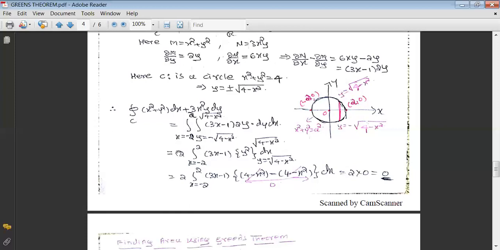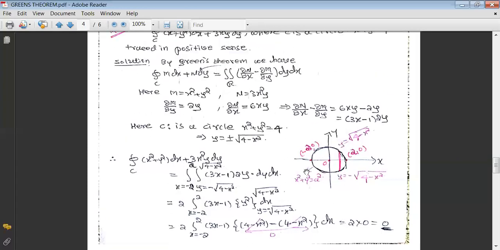Now, taking 2 as a constant outside, keep 3x minus 1 as it is, as it is independent of y. Therefore, the integral of y with respect to y is y square by 2 over this limit, and the result has to be integrated with respect to x. This we kept as it is. Taking the upper limit, after cancellation of the square root, we get this minus. Again, this becomes 4 minus x square. This will get cancelled, 0 into something, that is 0. Therefore, the value of the integral becomes 0.